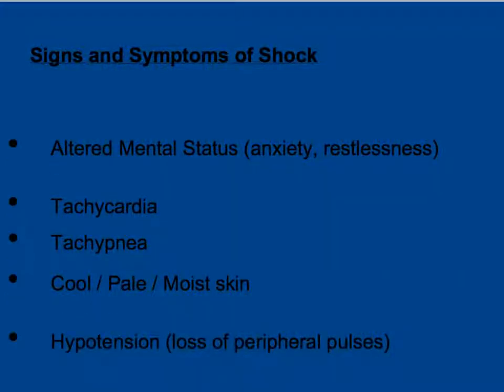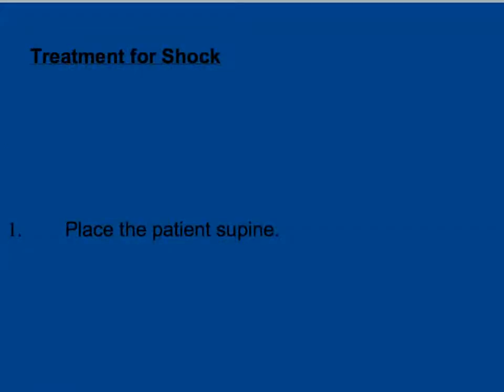However, if the compensatory mechanisms have failed to keep blood pressure at an adequate level, hypotension will occur. The easiest and quickest way for us to assess that is a loss of peripheral pulses. The patient will not have a radial pulse. We're not able to say what that blood pressure is, but we're able to say qualitatively that that is not a good blood pressure.